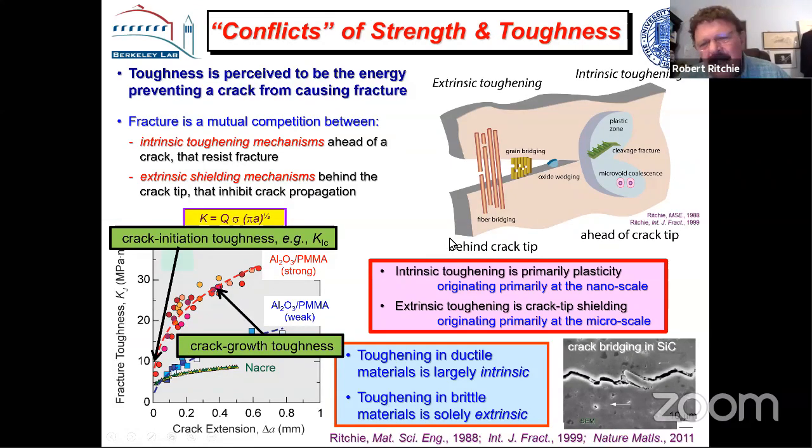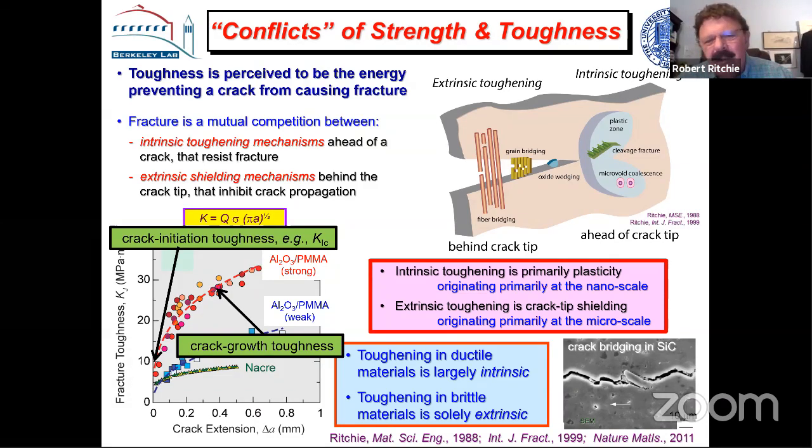So, as I said, the intrinsic ones generally apply to ductile materials, not uniquely, but mostly. The extrinsic ones apply more to brittle materials. But what has always fascinated me about natural materials is they seem to seamlessly combine both intrinsic and extrinsic mechanisms. And I want to look at that in different biological materials as we go along.